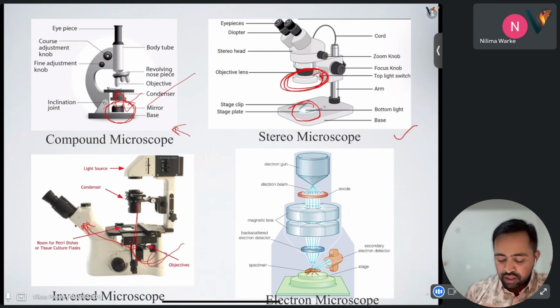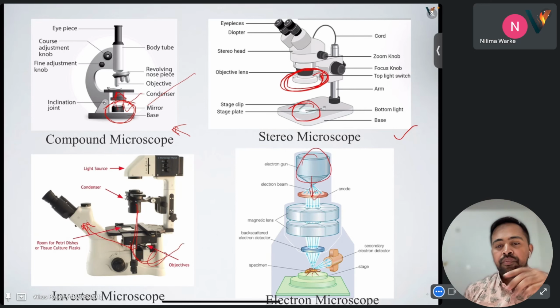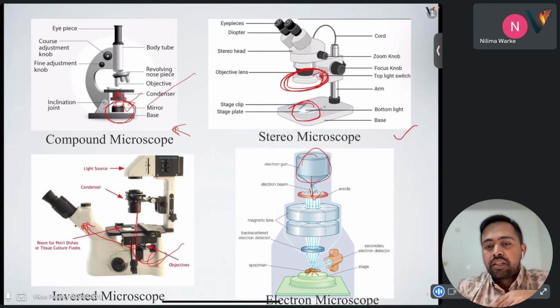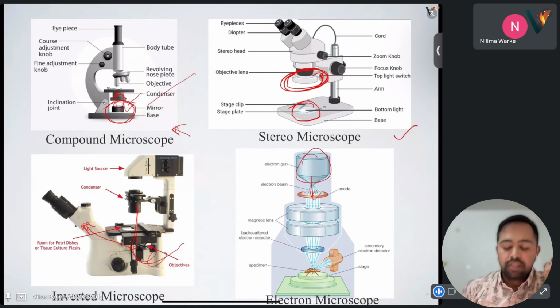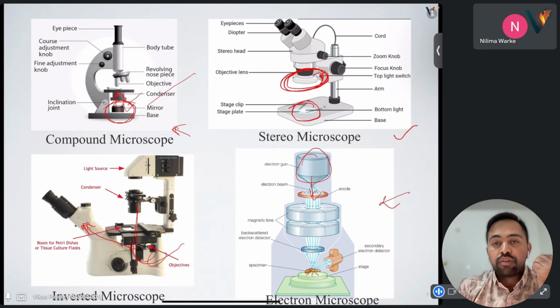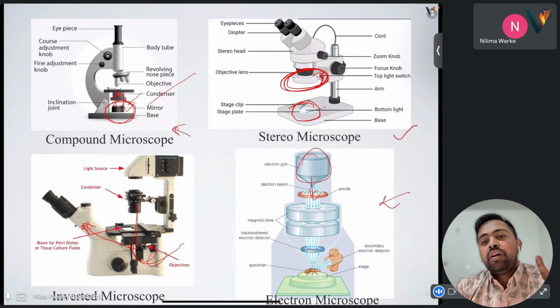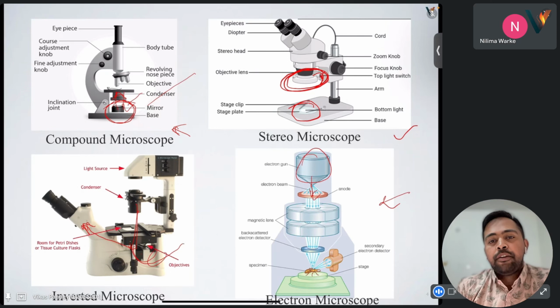In the case of the electron microscope, an electron gun is used, electrons are bombarded onto the sample, and the reflection is recorded. That is called SEM, scanning electron microscopy, and all of these come under electron microscopy. Here, the source is electrons. And why is it so? Why are we using electrons instead of light? Any idea?